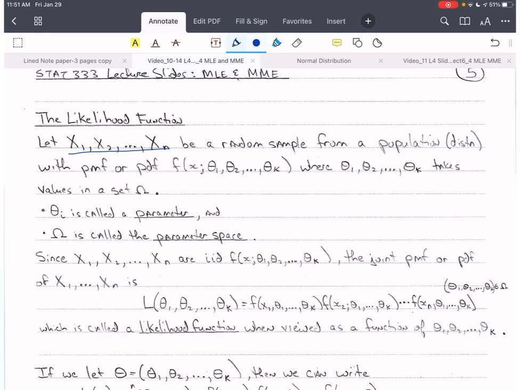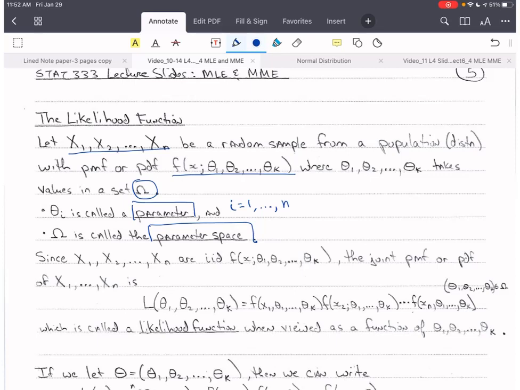So let's take a look at this. We can rewrite the PMF or PDF as f of x, then semicolon, and then however many parameters we have, theta 1, theta 2, up to theta k. Okay? Where theta 1, theta 2, up to theta k take values in the set capital sigma, which is the parameter space. Theta i, i equals 1 to k, are our parameters. Okay? Each theta i is a parameter. So theta 1 is a parameter, theta 2 is a different parameter, etc.